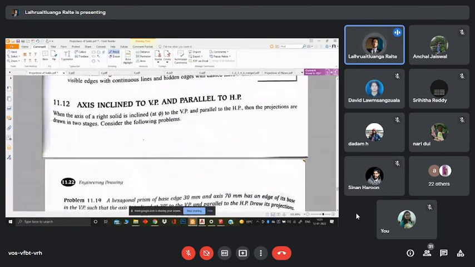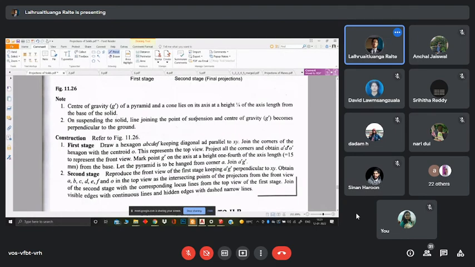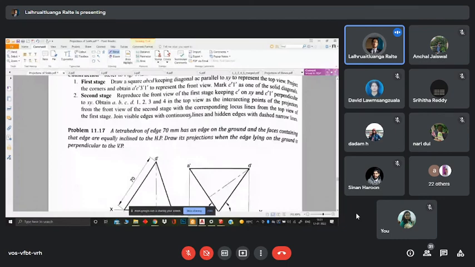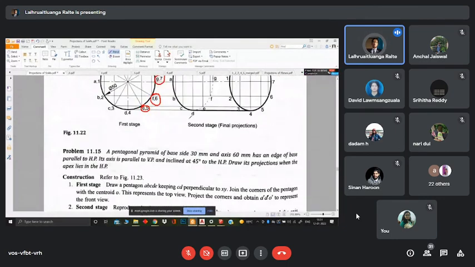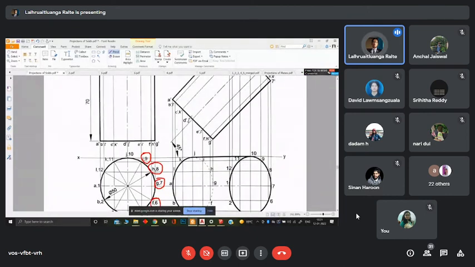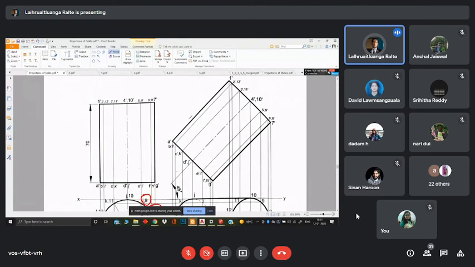Yeah, axis inclined to VP and parallel to HP. But I believe I will have to stretch this after the lunch break, because that will be another whole topic. And after that, hopefully, I will be able to go on with planes, which are at an inclination to both the horizontal and vertical planes.